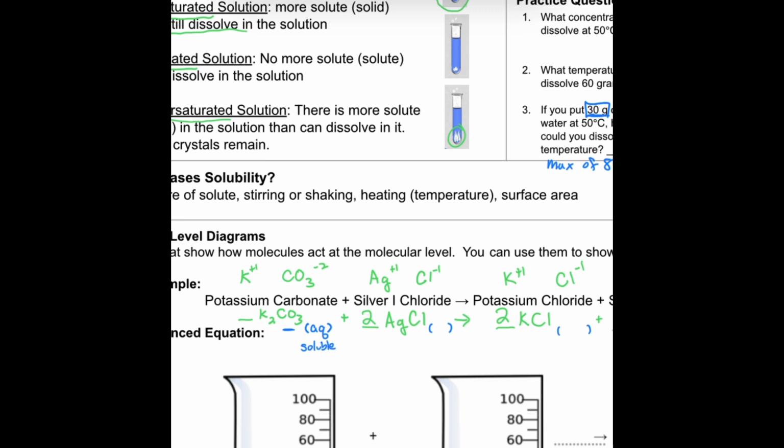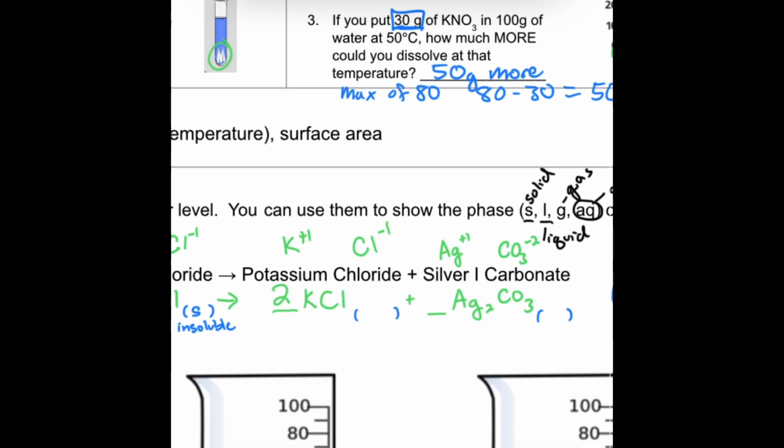All right. Next, we have silver chloride. Chlorine is generally soluble, but an exception to its solubility is silver. So we're going to define that as a solid or an insoluble substance. All right. We have potassium chloride. Again, chloride's generally soluble. Potassium is not an exception to that rule, so we're going to define it as aqueous or soluble.